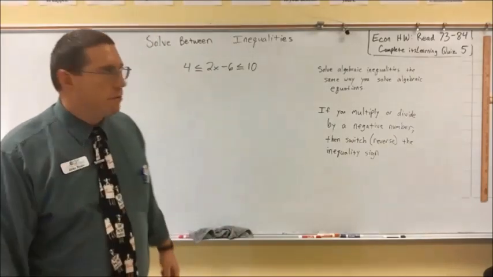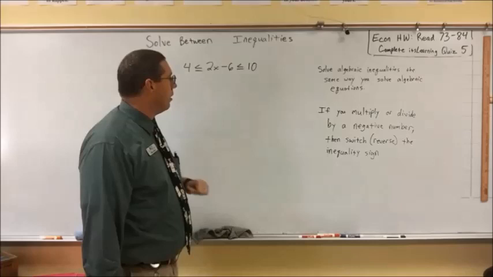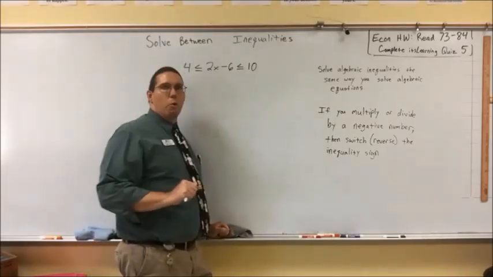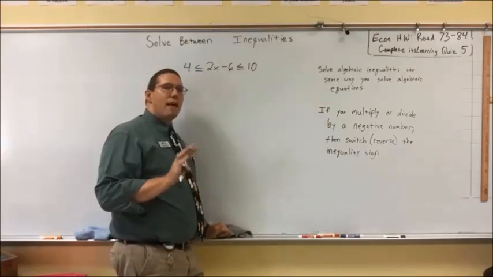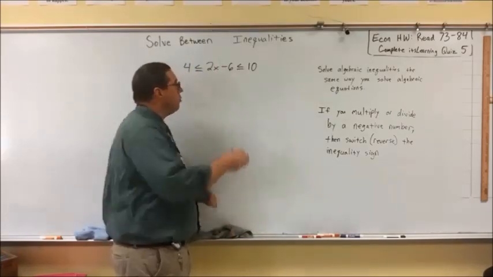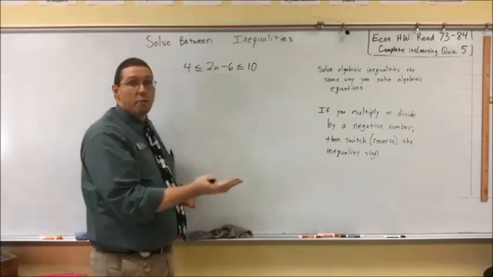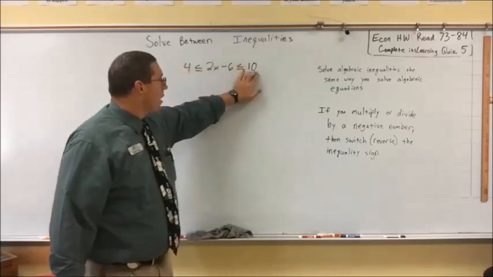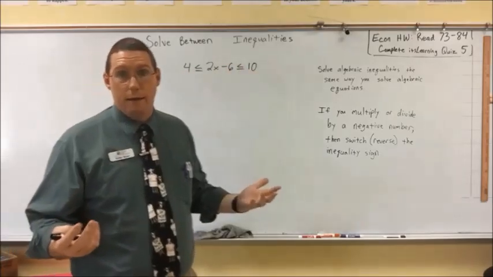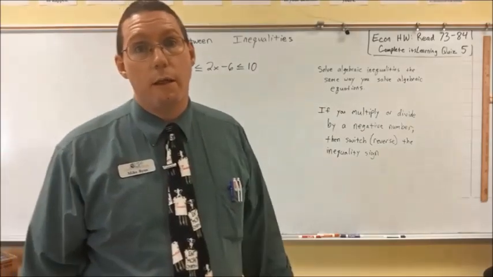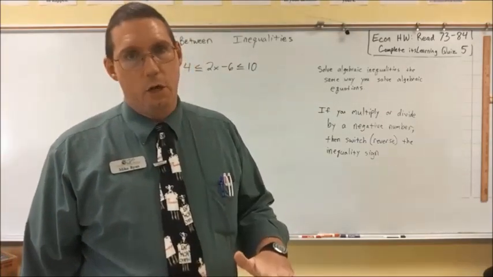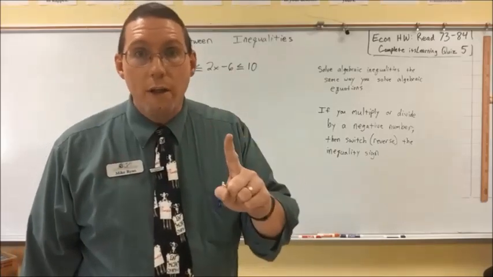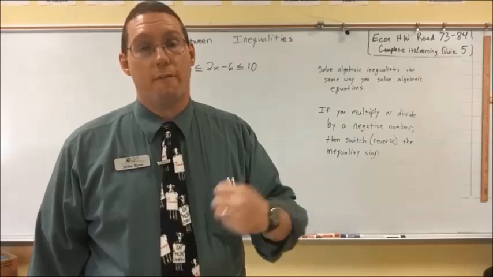Now, the one big difference in solving a between inequality is this. In algebraic equations, and in the previous inequalities that we discussed, the rule of algebra is whatever you do to one side, you have to do to the other side. But now there's not only two sides. There's a left side, a right side, and a middle side. There's three parts to this inequality. Because of that, the golden rule of algebra is whatever you do to one of the three parts, you have to do it to all three of the parts.